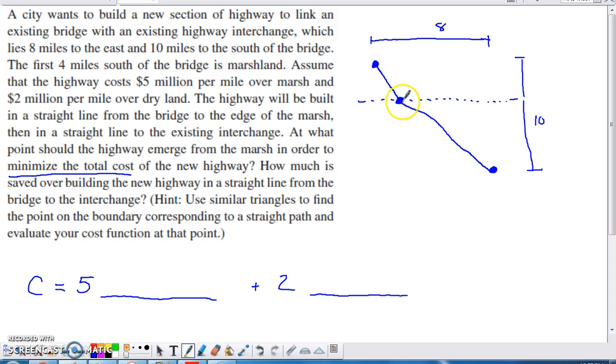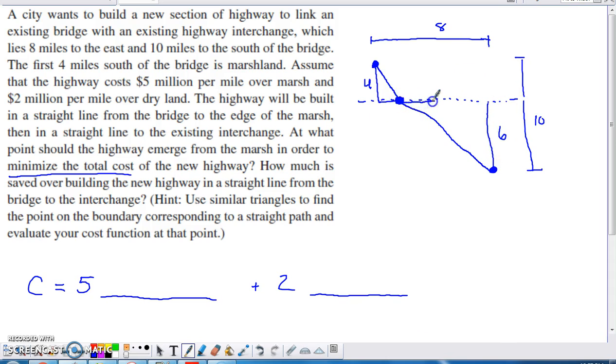We want to pick this point to emerge from the marsh in order to minimize the cost of constructing this thing. So the distance that we're building on the marsh is whatever the length of this segment is, and the length that we're building on the dry land is whatever the length of this segment is. We can actually draw ourselves a little triangle right here, because we know that this is 4 miles to get from the bridge to the edge of the marsh, and we know that this is a full 10, so that's going to leave this dimension being 6.